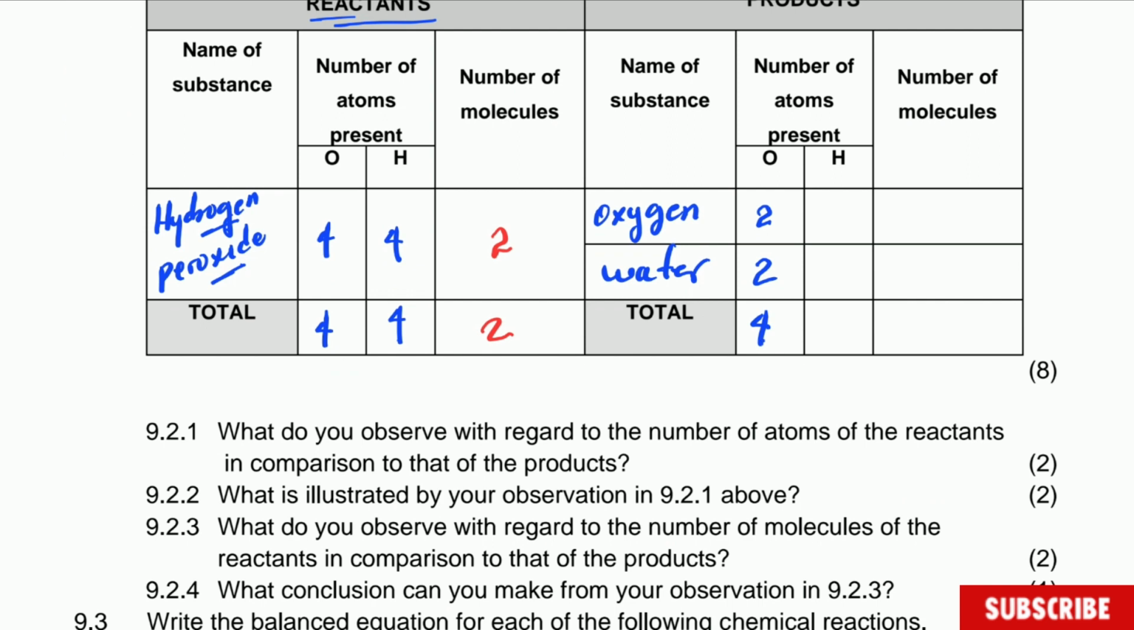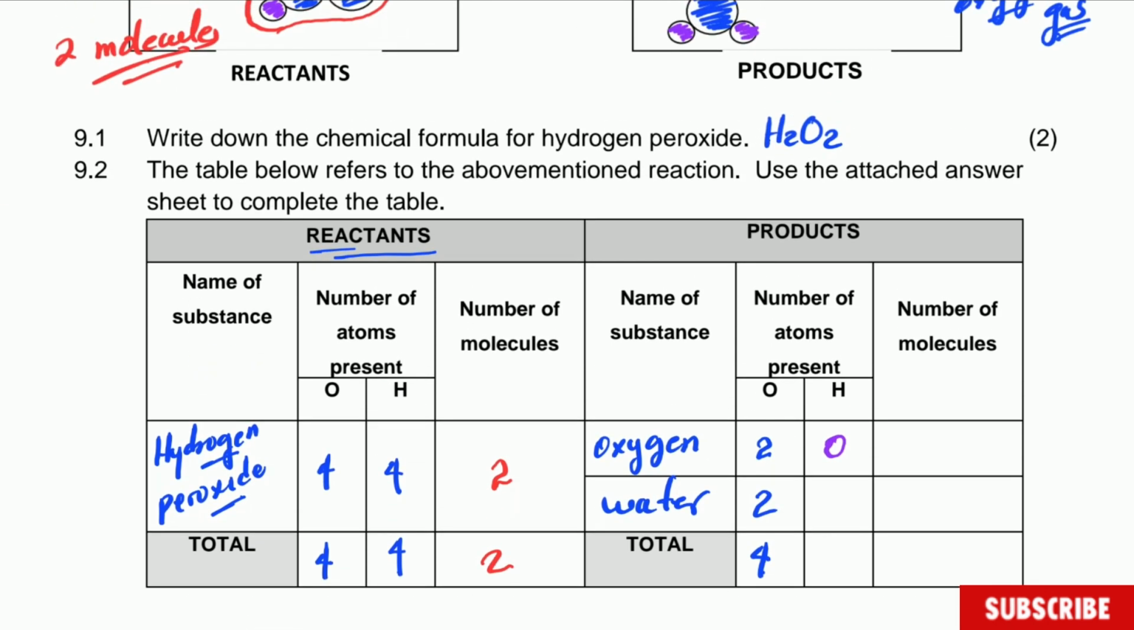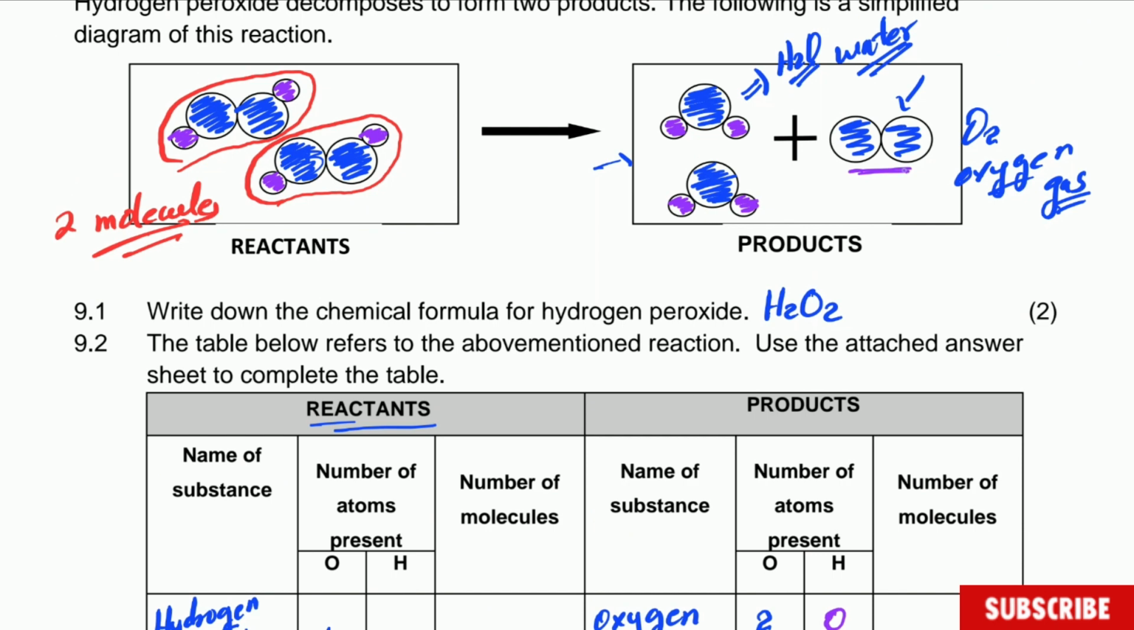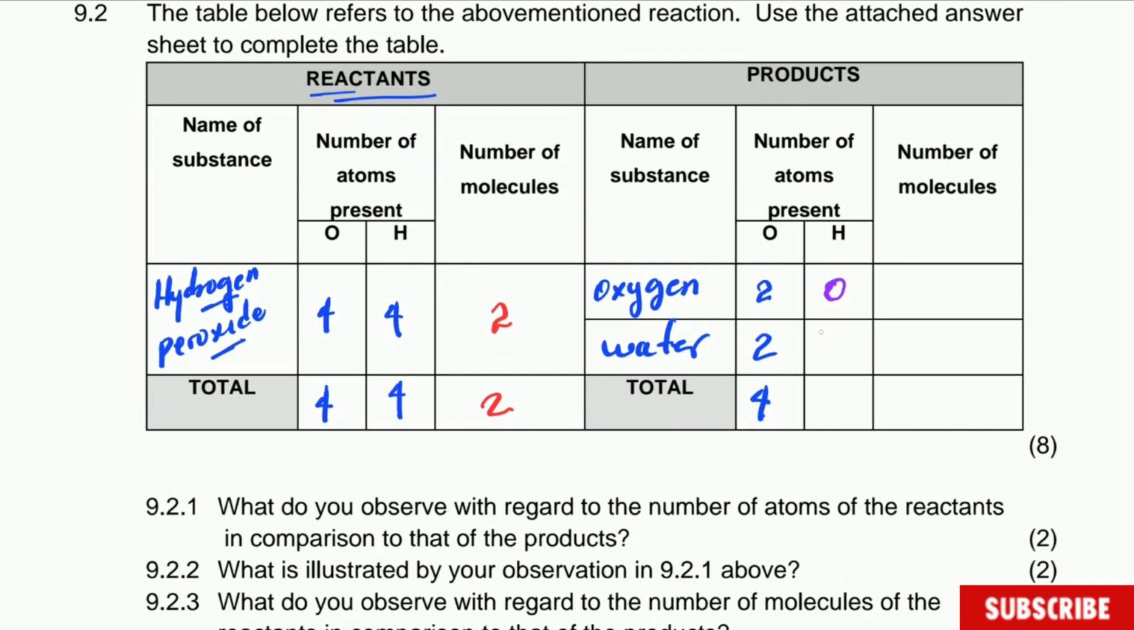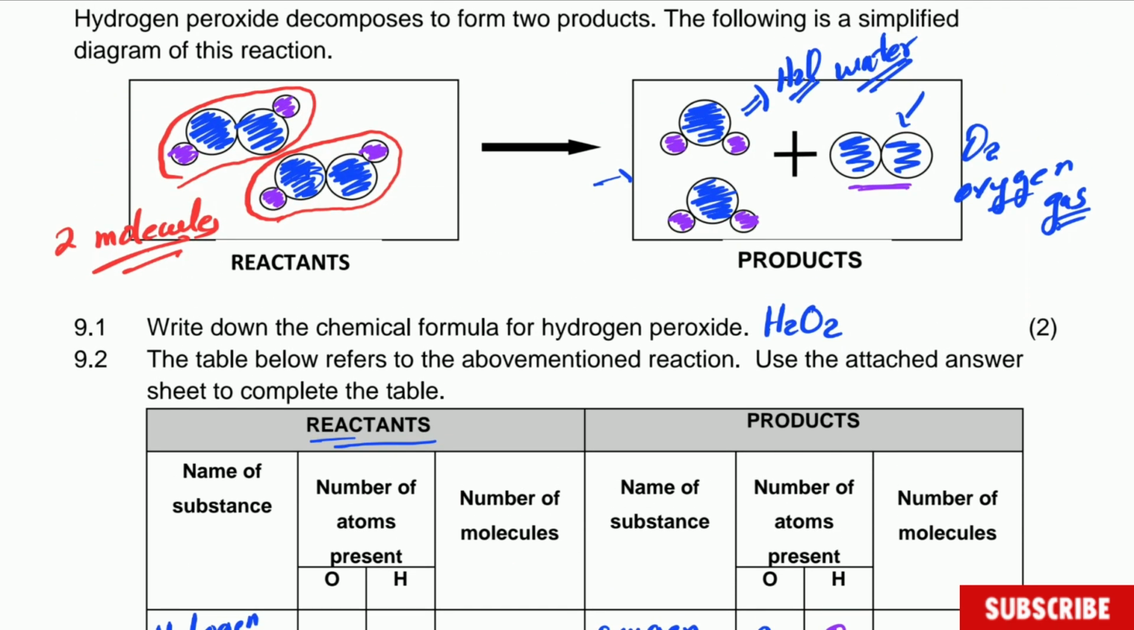Number of atoms of hydrogen in oxygen is 0. There are 0 atoms of hydrogen in the oxygen molecule. You can see there. And then you have here 4. Total is 4. And the number of molecules of oxygen, as we explained before, this one here is one molecule, this one is another molecule, this one is another molecule.